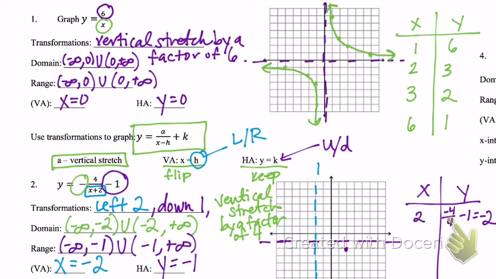What's another x value that I could try? Could try 6. 6 is going to have a fraction, so you have -4 over 8, so -1/2 minus 1 gives me -3/2.